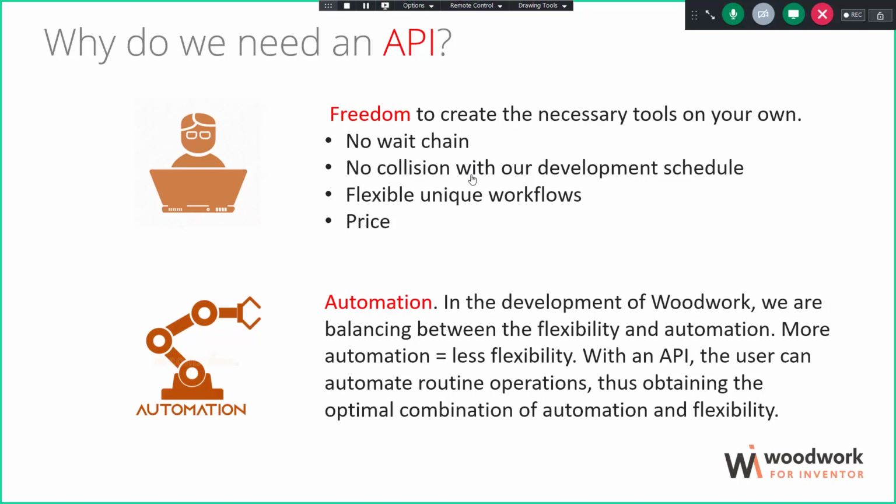So on one hand, it gives you freedom, and on the other, it gives you automation. So you can see two tangible benefits from using an API. Speaking about the freedom, you are not forced to wait for your function to be applied, because we have our production chain and our terms, so not each request of the customer can be immediately applied in the software, right? So there is no wait chain, and there is no collision with our development cycle.